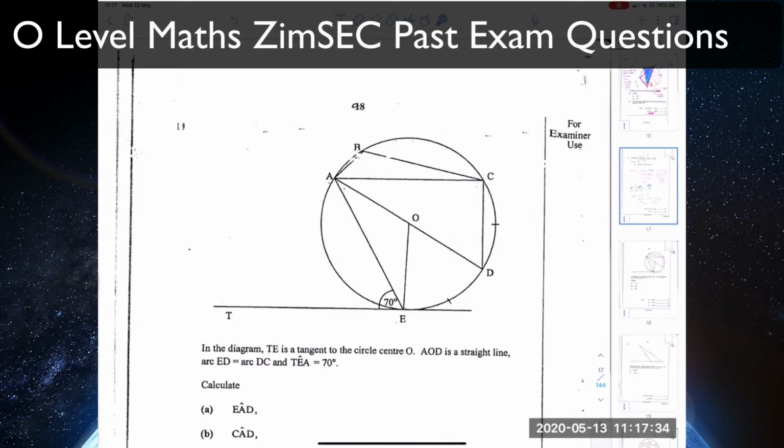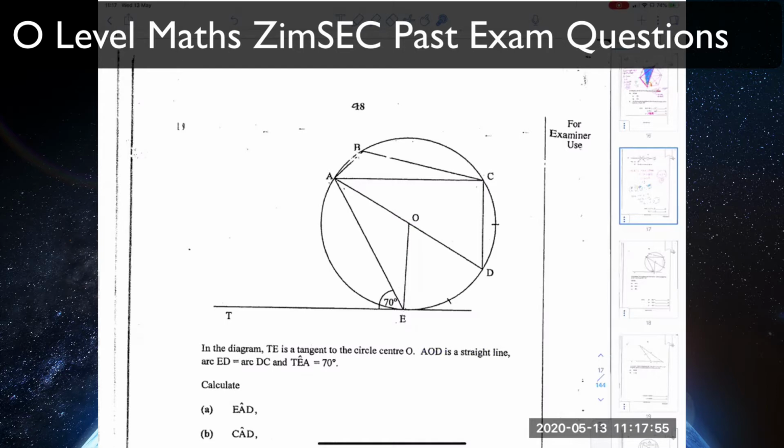And this one says in the diagram, TE is a tangent to the circle center O. So TE is this one here. And it's a tangent, which means it's just touching the circumference here. And this is the circle. And that is the center O.